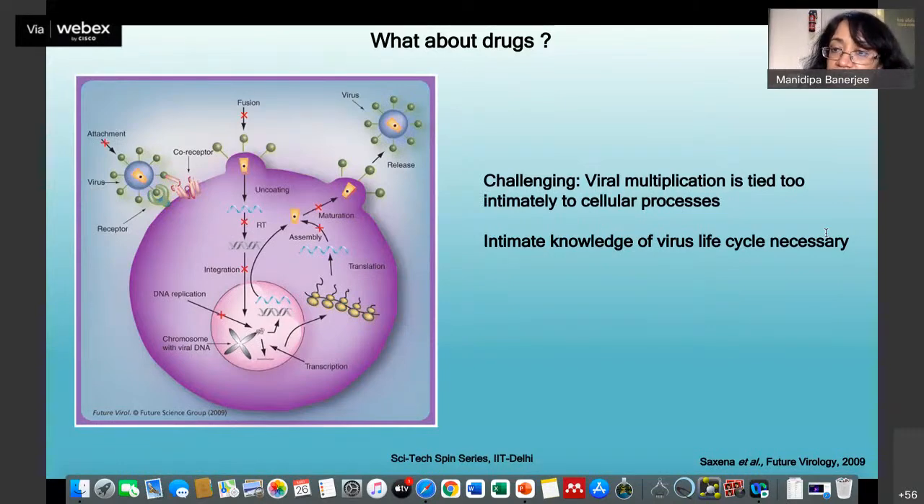Which vaccine is more effective? I think all of the vaccines have been tried and tested. They're all showing good efficacy against prevention of disease.